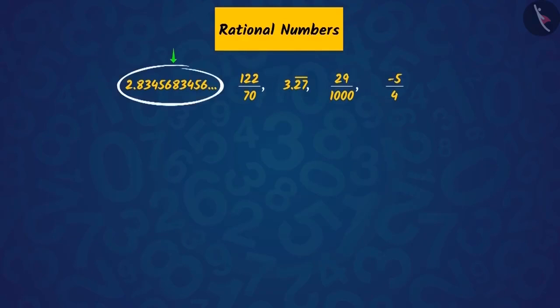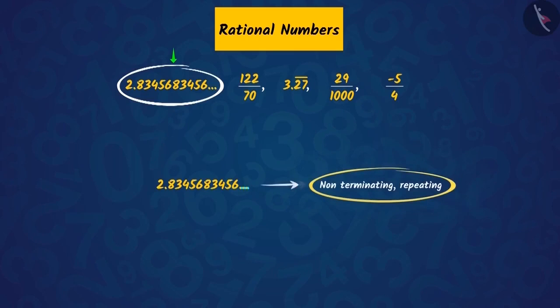Moving forward, if we observe the decimal expansion of this number, we can see that these 3 points at the end of the number tell us that the decimal expansion is non-terminating, and the digits after the decimal 8, 3, 4, 5 and 6 are recurring. So, the decimal expansion of this real number will be non-terminating, repeating. We can also write this number in this way by putting a bar.